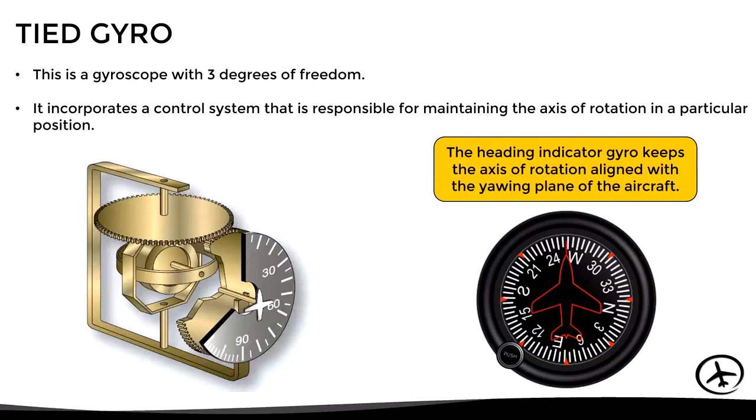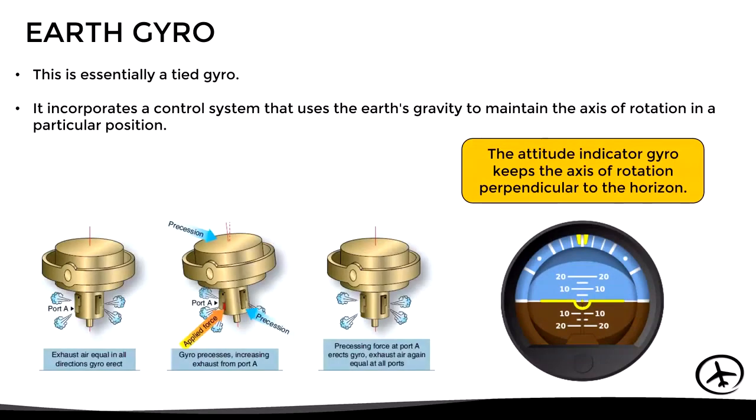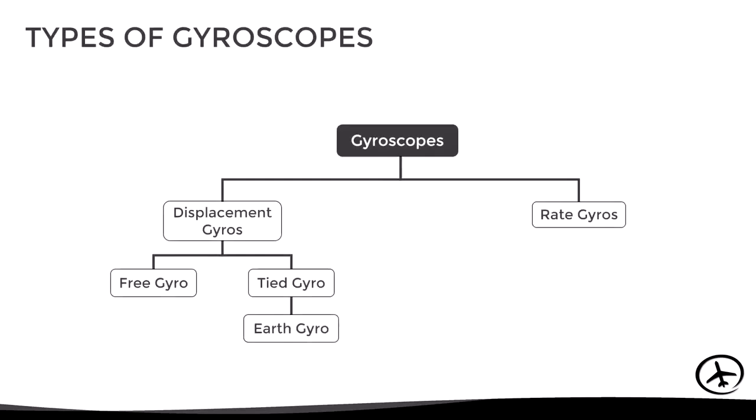Now, a similar variant of this tied gyro is the earth gyro. The particularity of this gyro is that it incorporates a control system that uses the Earth's gravity to maintain the axis of rotation in a particular position. This type of gyro can be found, for example, in the attitude indicator. In this case, it keeps the axis of rotation perpendicular to the horizon in order to give an adequate attitude indication. With this, we have already seen the displacement gyros.